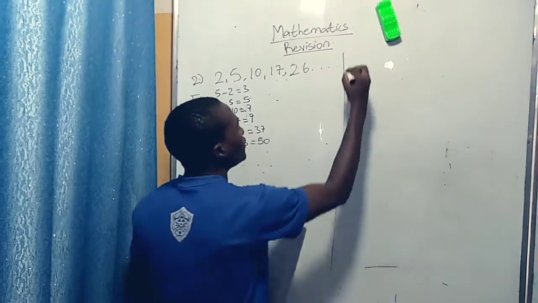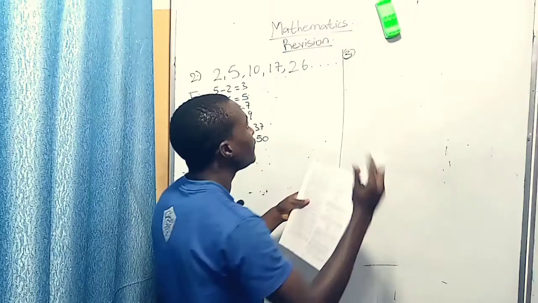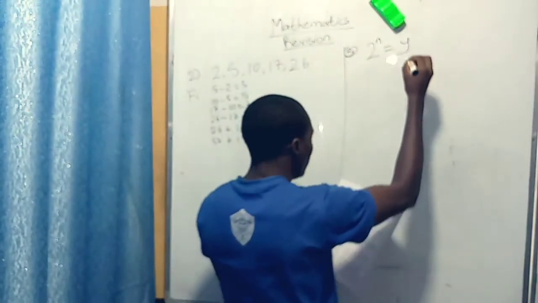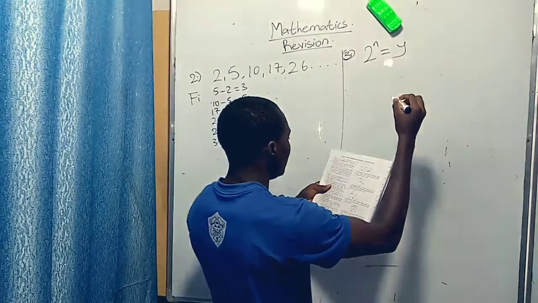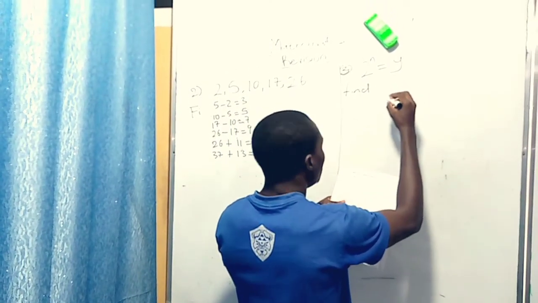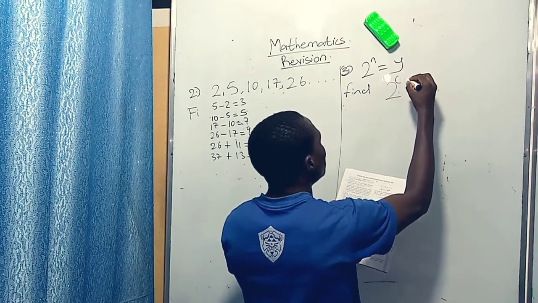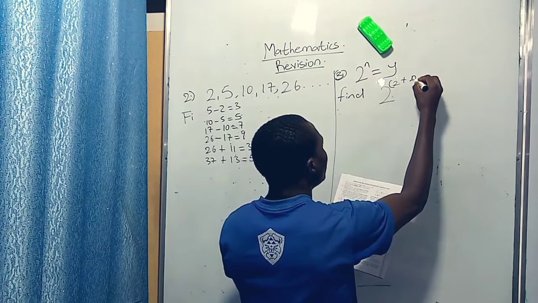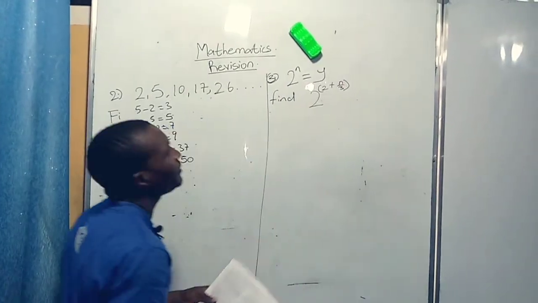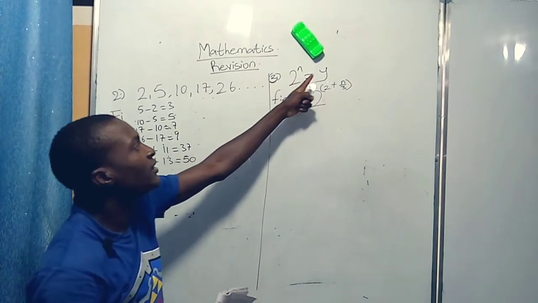Which is question number 3. And the question says, if 2 raised to the power of n is equal to y, find 2 raised to the power of 2 plus n all over 3. Now we are told that 2 raised to the power of n is equal to y.